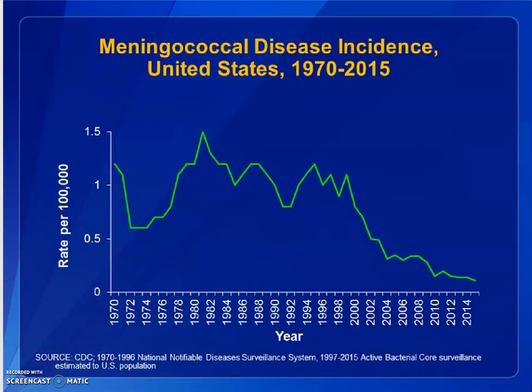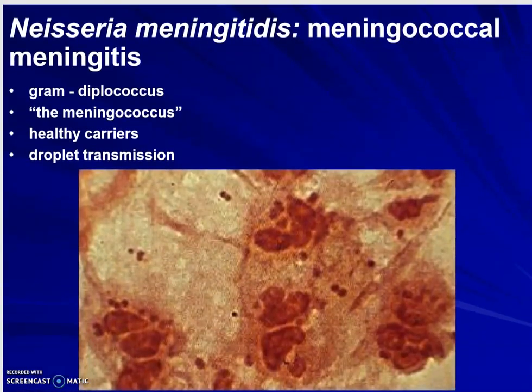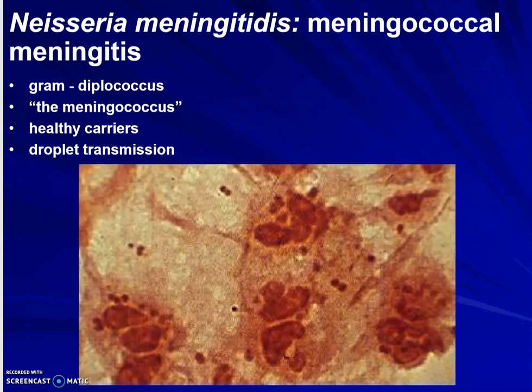And here's some epidemiological information about meningococcal disease incidence. Here you have the time span 1970 to 2015. You can see in general a decline with some spikes some years, but in general the incidence of meningococcal disease has been going down. So here, let's start with Neisseria meningitidis. That's the cause of meningococcal meningitis. So that's the disease name, and here's the bacterium that causes it. It's a gram-negative diplococcus. You can see two cocci together, so diplococcus. They're also often referred to as the meningococcus.